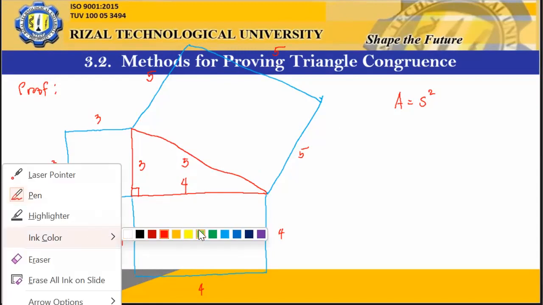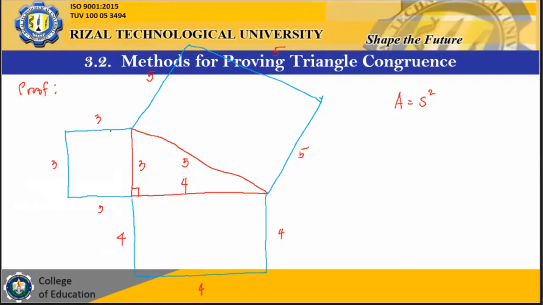If I am to get the number of square units for this area, 1, 2, 3. Okay. And then I have here 1, 2, 3. So that's 9 square units. So 1, 2, 3, 4, 5, 6, 7, 8, 9 square units. Correct?